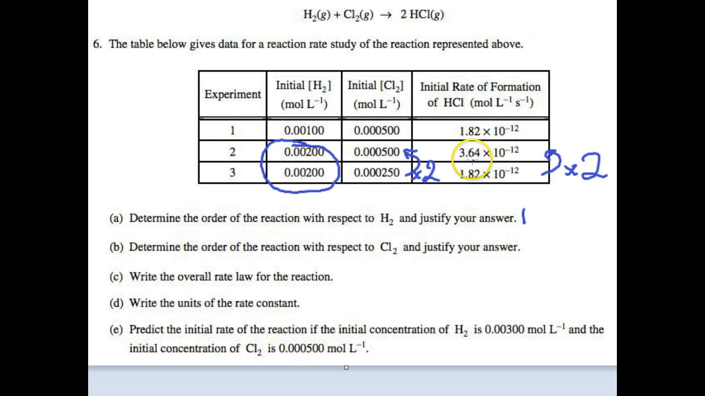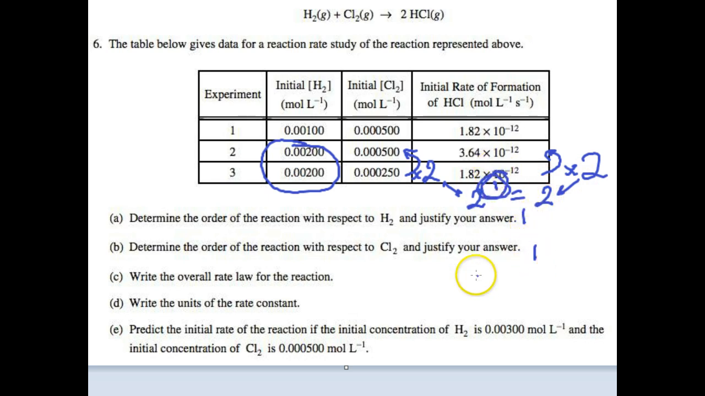How do I know that? Because I'm doing experiment 2 divided by experiment 3, 3.64 divided by 1.82. It's the same math. I mean, this is such a nice little problem here. It's such a kind-hearted problem. So 2 here, that 2 to the first power equals this 2. You see that? And this is the order of the reaction.